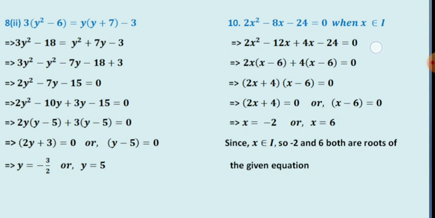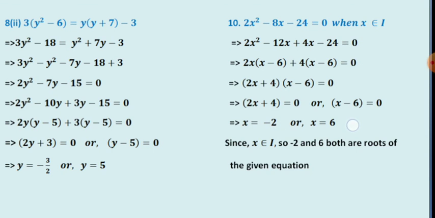Now pairing up the first two terms, we can take 2x common. So what is left is x minus 6 in the bracket. From the third and fourth term, we can take plus 4 common. So we have x minus 6 common. That is equal to 0. So one of the terms is 2x plus 4. Another term is x minus 6 equals 0. So from 2x plus 4 equals 0, the value of x is minus 4 divided by 2. That is equal to minus 2.